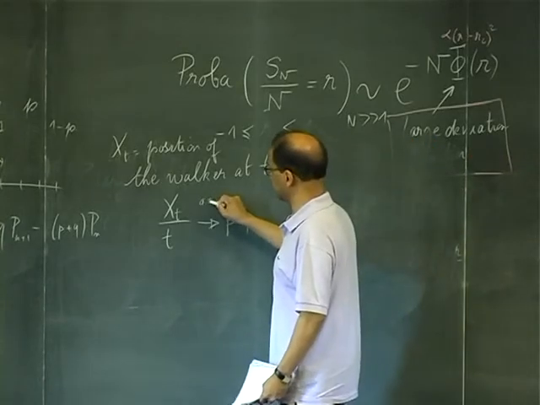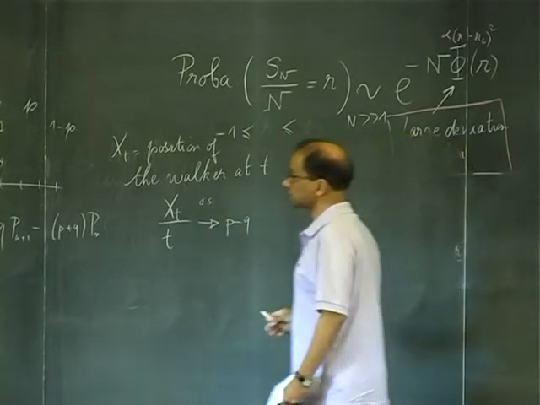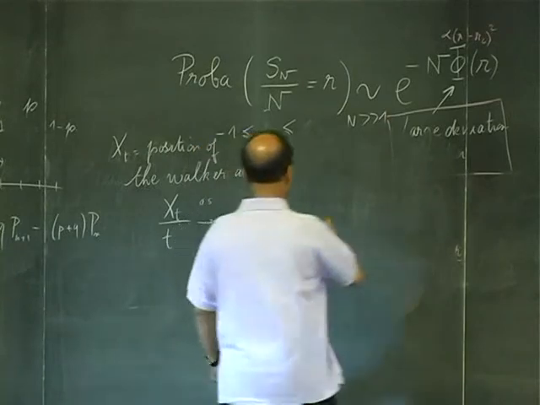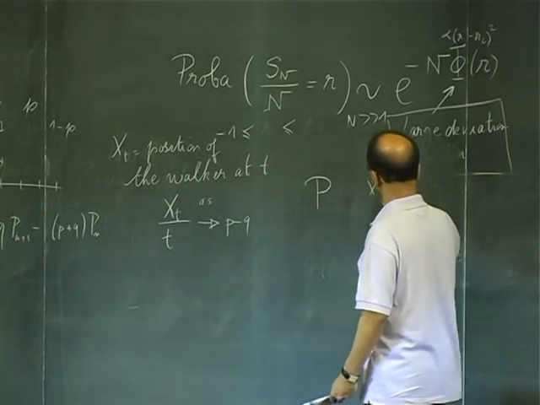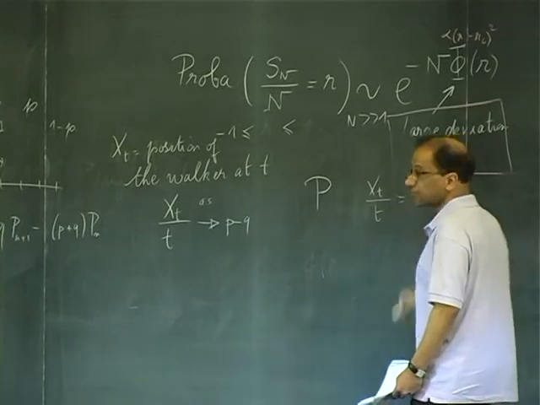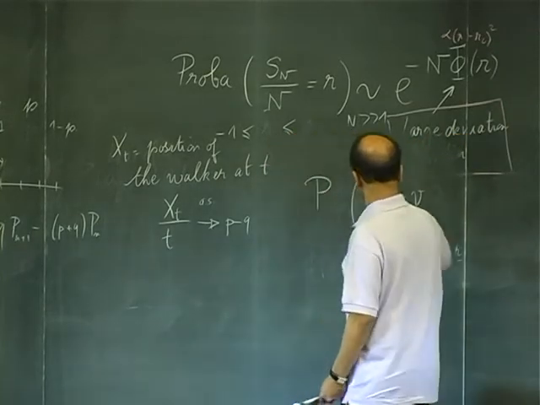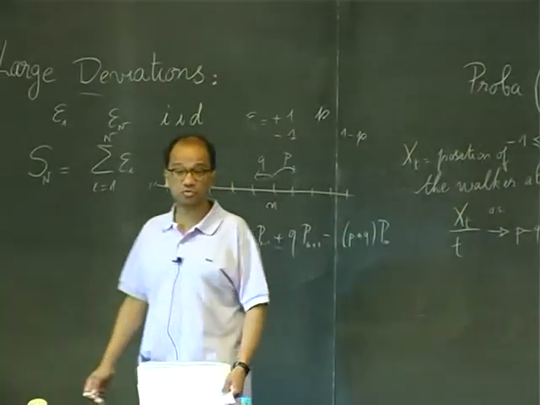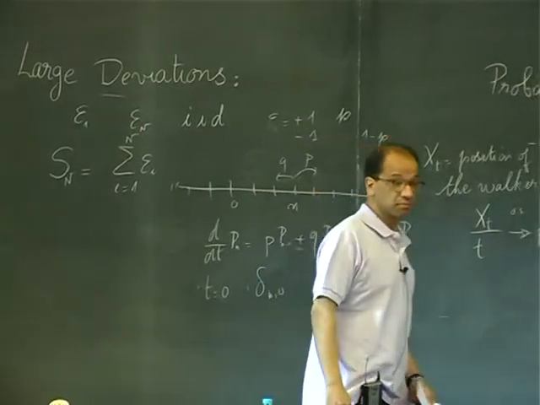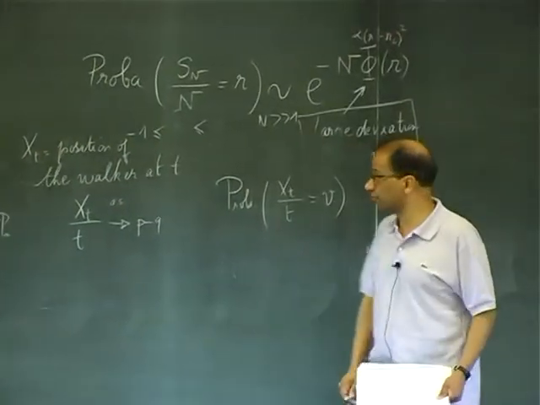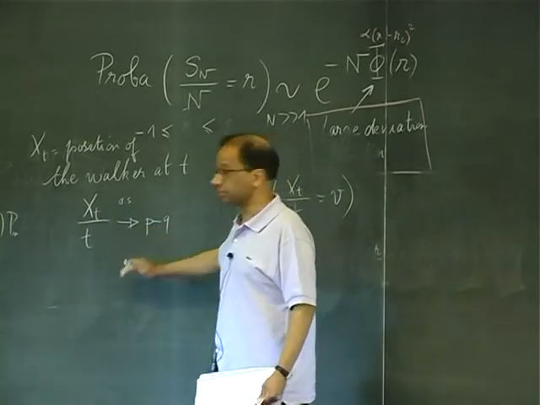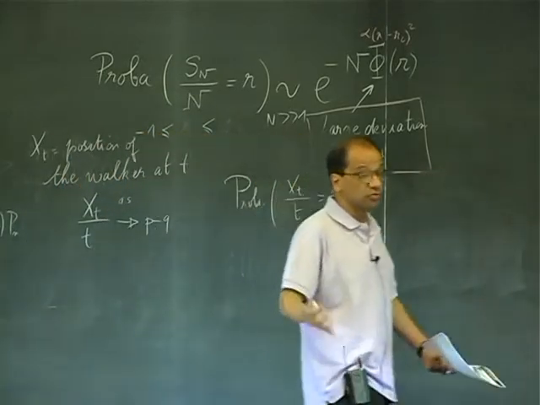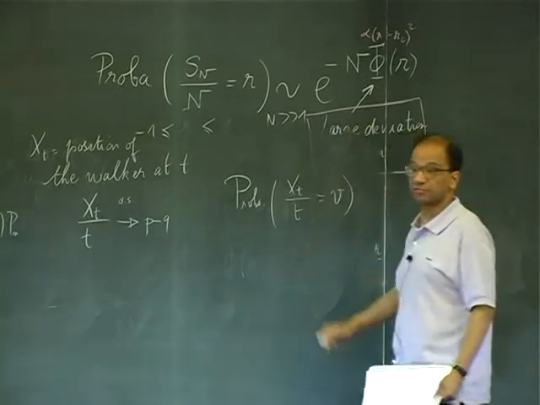So this is really like the central limit theorem. But you can ask yourself, okay, I make experiments, I measure x of t, I divide by t, so I get an empirical value of x of t over t. It can take any value between minus 1 and plus 1. So what is the probability that the speed comes out to be v? V being any number between minus 1 and plus 1. The typical speed will be p minus q, but something unusual can happen during one experiment or a few experiments, and you could get a non-typical value of v.